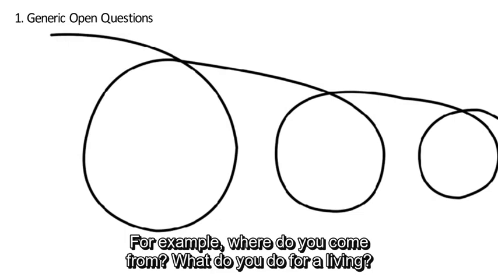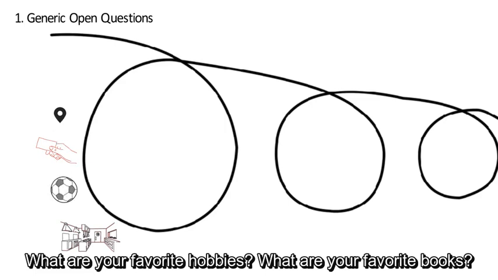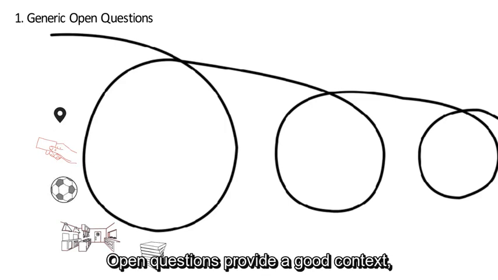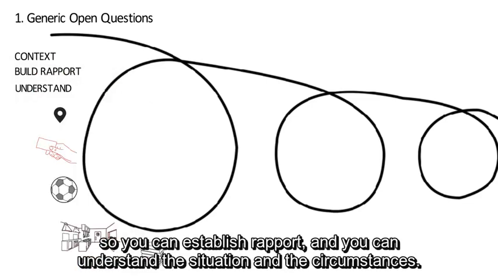For example, where do you come from? What do you do for a living? How long have you lived here? What are your favorite hobbies? What are your favorite books? Open questions provide a good context, so you can establish rapport and you can understand the situation and the circumstances.